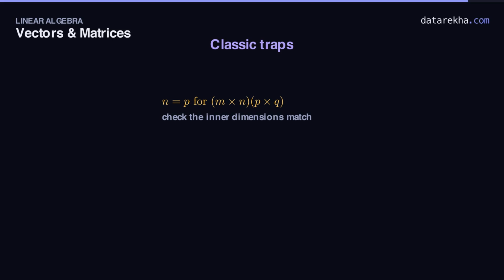Trap 1. Ignoring dimensions. Before multiplying, the columns of the left must equal the rows of the right. If they don't, the product simply doesn't exist. No exceptions. Trap 2. Multiplying entry by entry. Real matrix multiplication is row dotted with column. Just multiplying matching entries is a different operation entirely and almost never what you want.